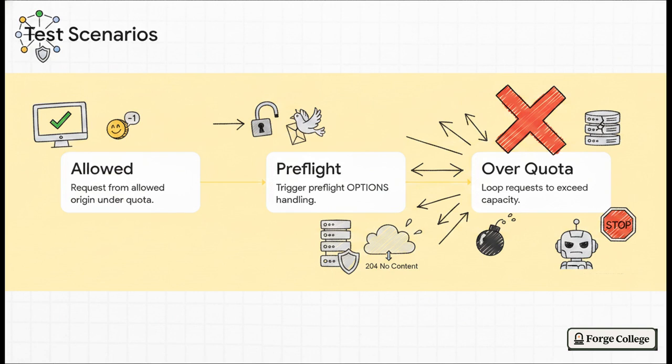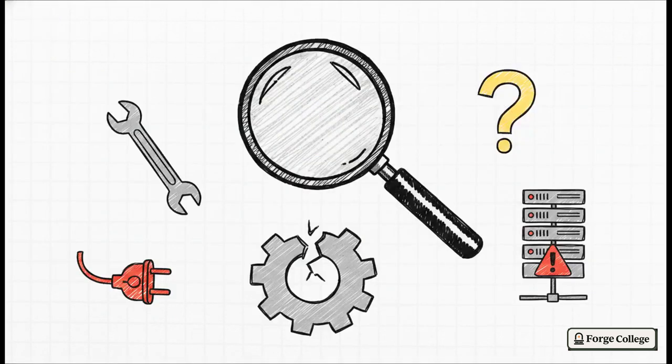Step 2, we manually trigger that preflight OPTIONS check just to verify we get our swift 204 No Content response. And then step 3, this is where it gets fun. We write a quick bash loop to just hammer the endpoint, intentionally exceeding our capacity quota. We really want to verify firsthand that our victorious 200 OK changes to a firm rejection the exact millisecond that quota is spent.